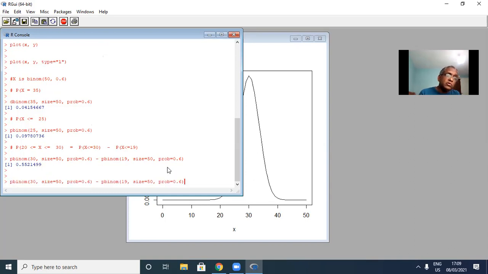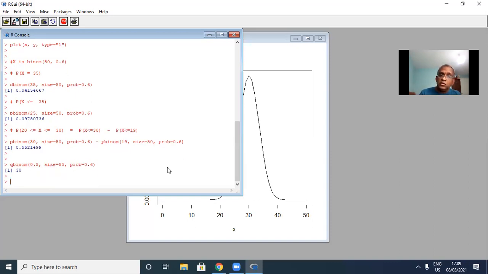So for example, suppose you want to find the quantile, the median of the binomial distribution with size parameter equal to 50 and the probability parameter equal to 0.6. And this is the median, right?